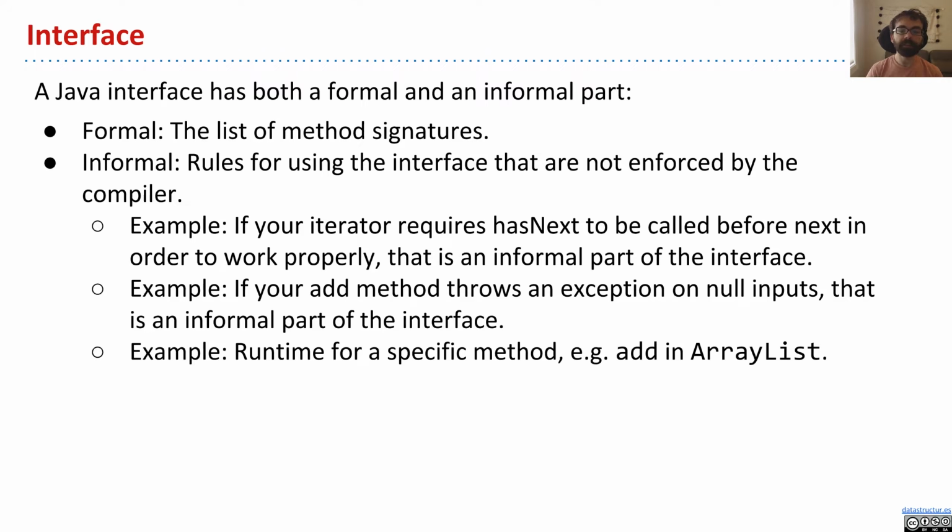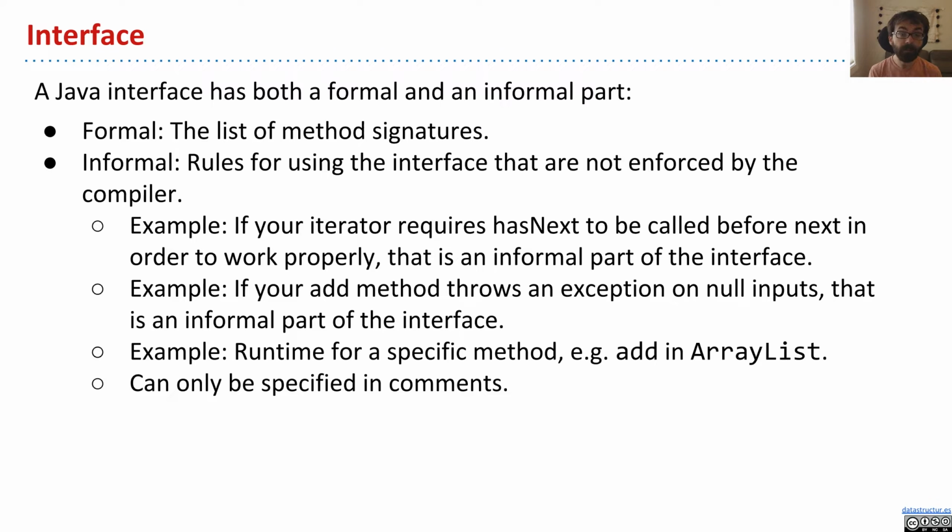Another example is the runtime for specific methods. So for example, the add method in the ArrayList class is expected to be constant time. If you change something about the class so that add is no longer constant time, that would be a change to the interface. People would get an observable change in behavior.